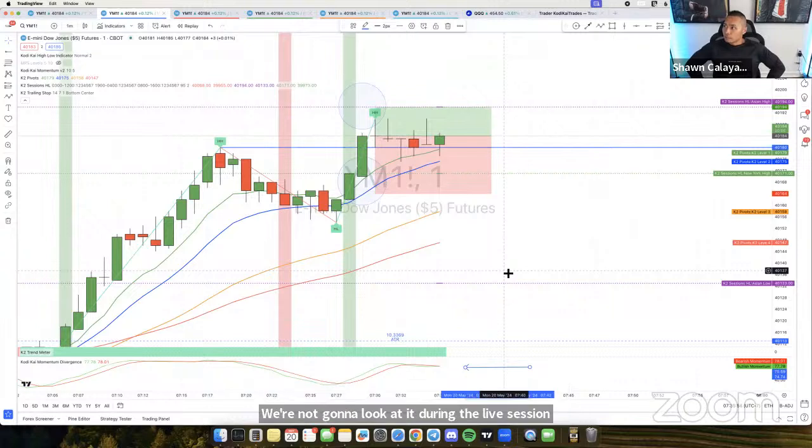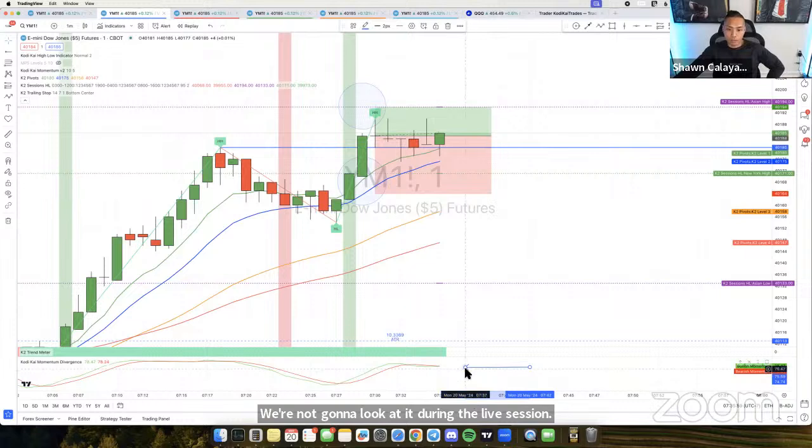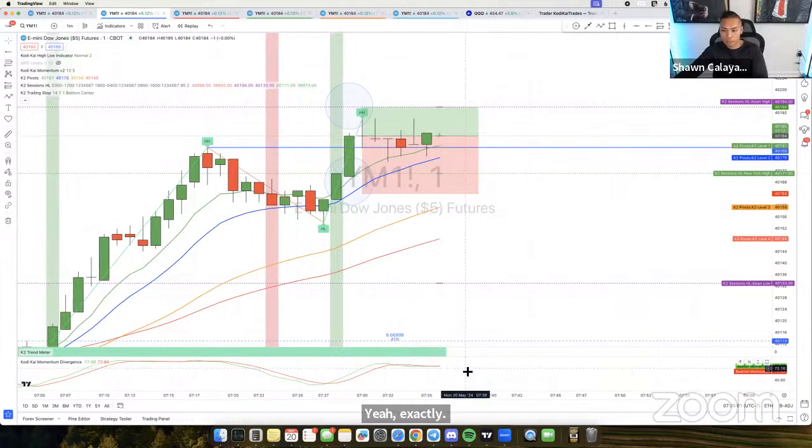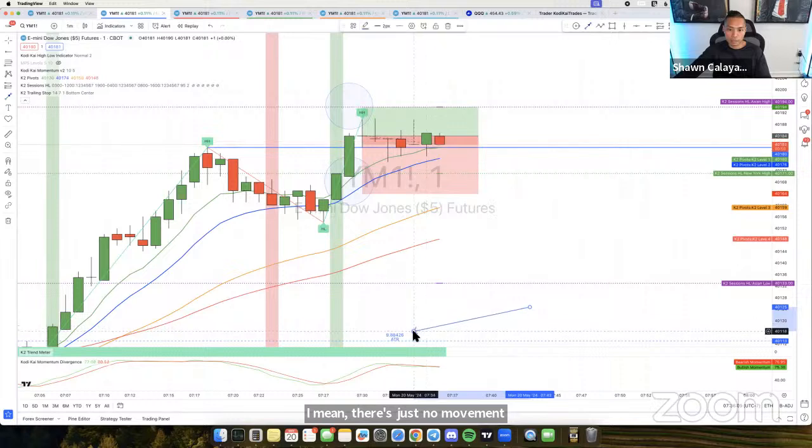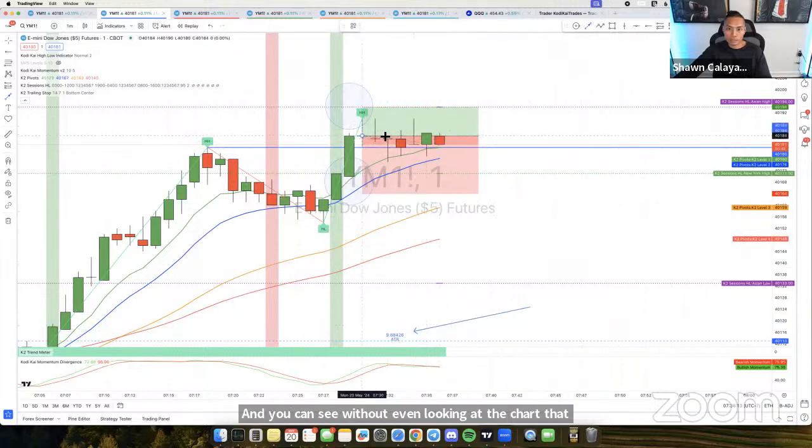Brock said indecision galore, 3 candles back to back. Yeah, exactly. A lot of indecision here. There's no confirmation of direction. I mean, there's just no movement here. So you guys can see from the ATR, it's now below 10. It's at 9 ATR. And you can see without even looking at the chart, that price is literally going to go sideways for a bit.